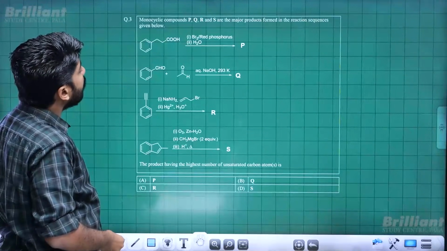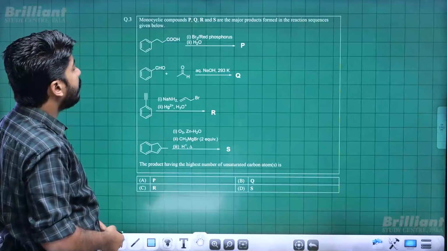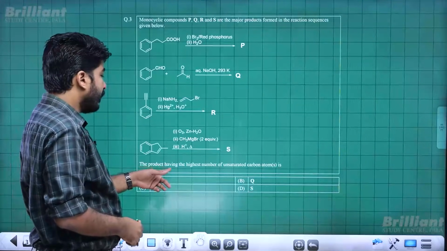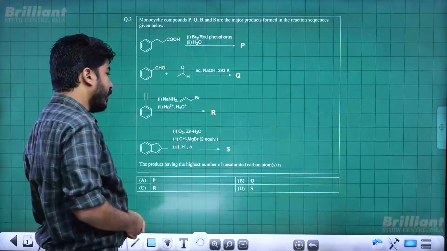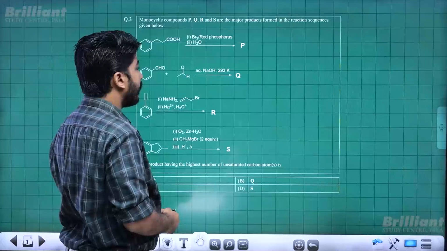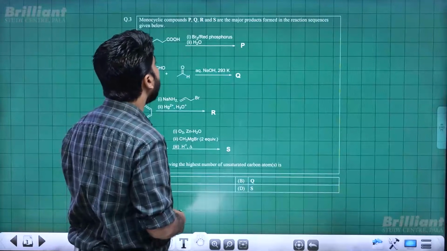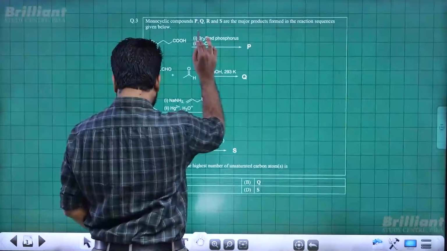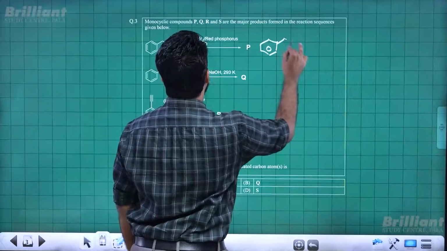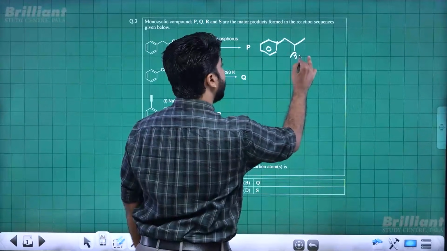Monocyclic compounds P, Q, R and S are the major products formed in reaction sequences given below. We need to identify the one having the highest number of unsaturated carbon atoms. So for that we need to identify the exact structure of P, Q, R and S. Let's first do that. This is altogether an HVZ reaction, so it is giving us an alpha-halocarboxylic acid at the end.